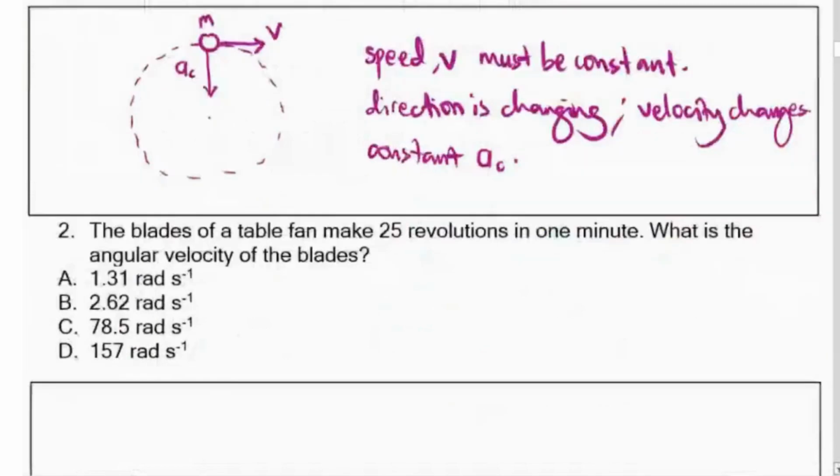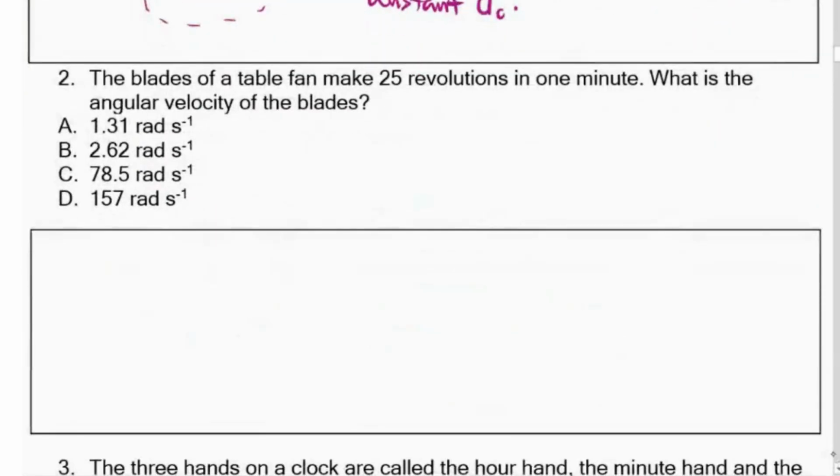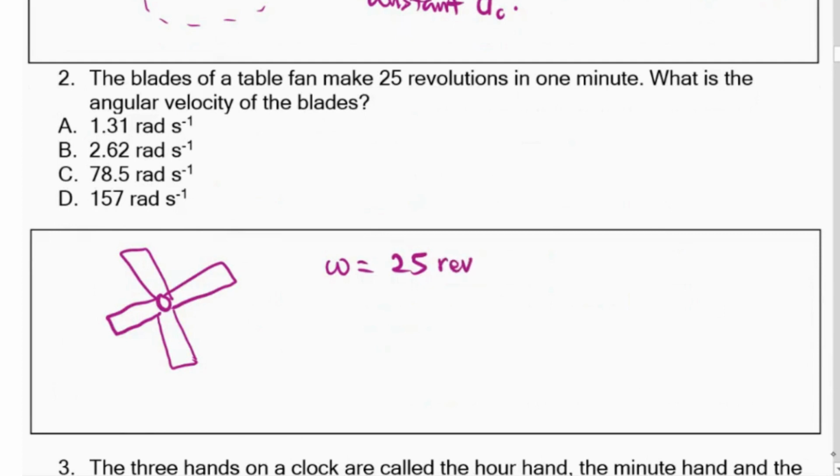The next question, question 2. You are given the blades of a table fan. So this is a picture of the blades. There are 4 blades. It makes 25 revolutions in 1 minute. So this is the quantity omega. Omega is 25 revolutions in 1 minute, meaning per minute. What is the angular velocity of the blade? So we are looking for omega. It means how fast the rotation of the fan is.